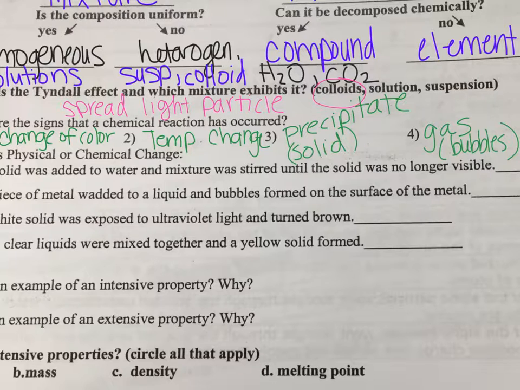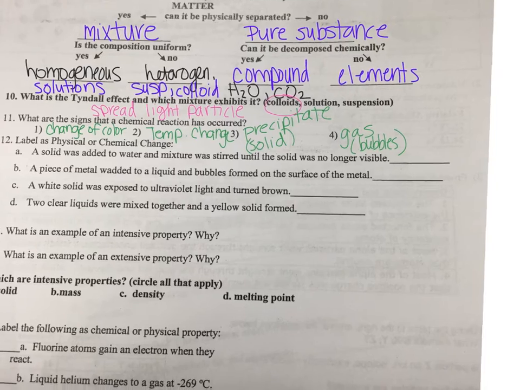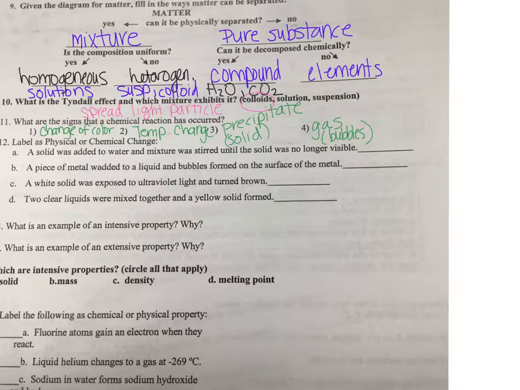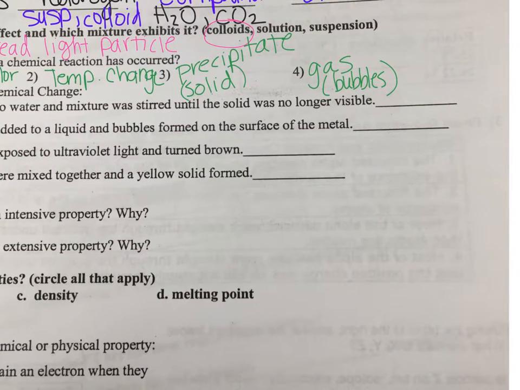All right, so now let's go through this little list. It says, list them as a physical or a chemical change, okay? Remember, physical changes, does it change who you are? No, chemical changes completely change what it is, right? So physical changes are like changes in states of matter or dissolving, all that kind of stuff, okay? So a solid was added to water and mixture was stirred until the solid was no longer visible. Which one is that? Physical. That is physical. Okay, because this is dissolving. Okay, and that's the one that a lot of people have trouble with. So physical for that one.